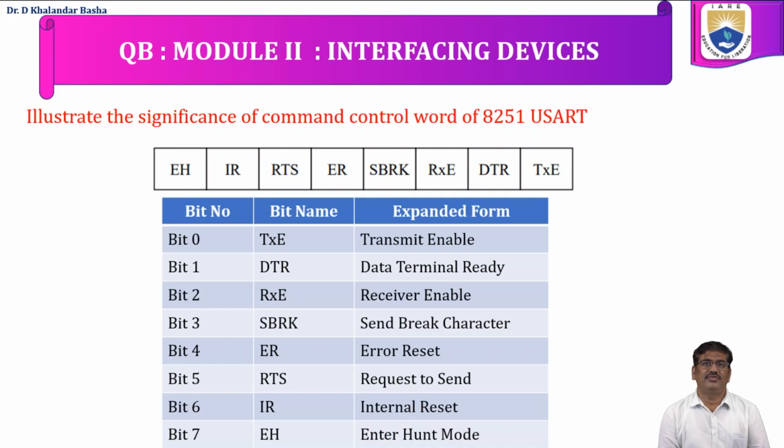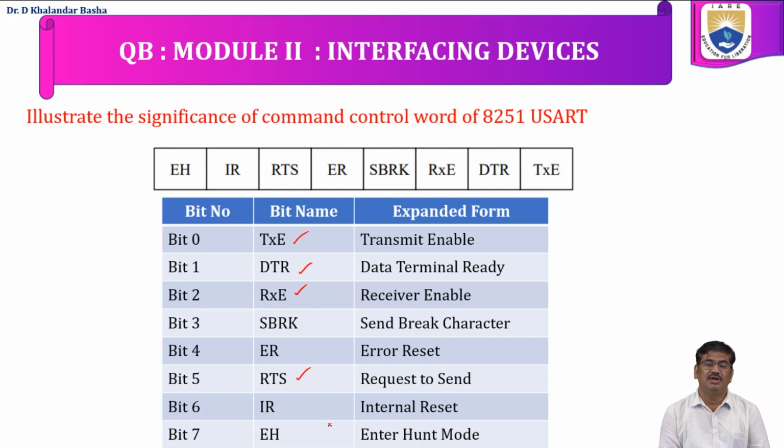Next, illustrate the significance of command control word of 8251 UART. So for 8251, the command control word is 8 bits, where bit 0 is TXE, which is transmit enable. So whenever we want to transmit the data, first we have to enable the transmitter. So for that you will write the TXE bit as 1. DTR and RTS, these two correspond to the modem operation: data terminal ready, request to send.